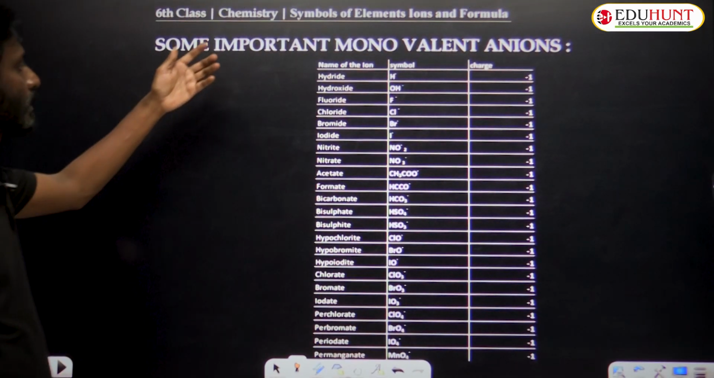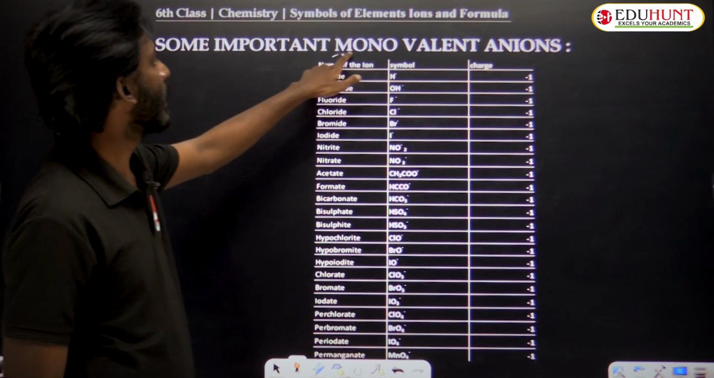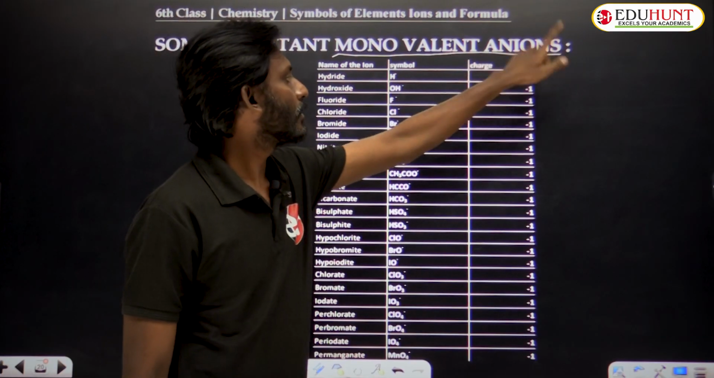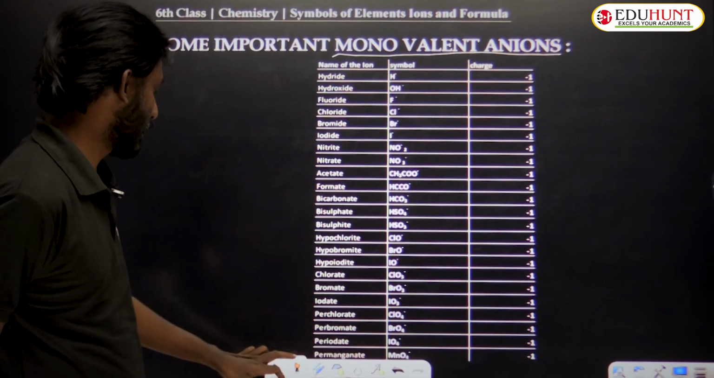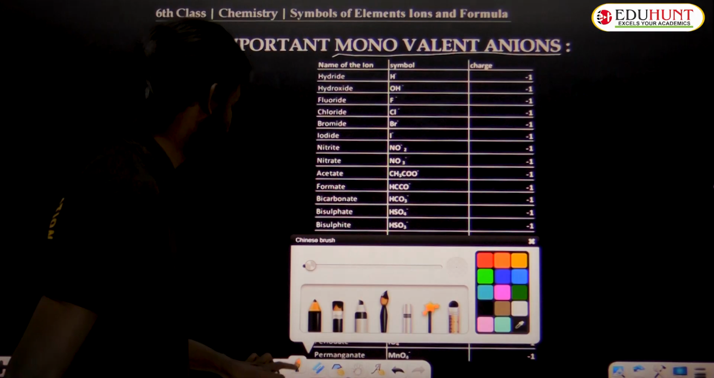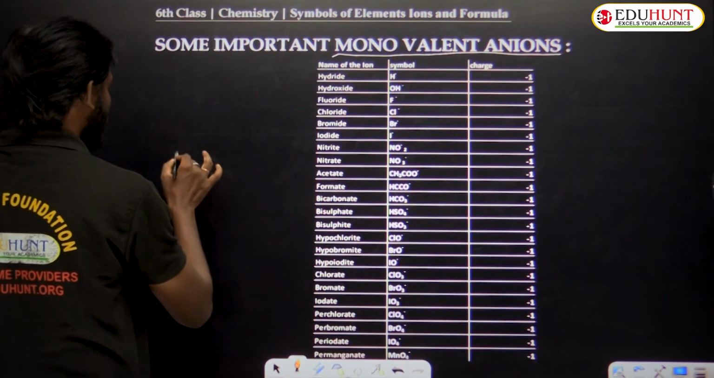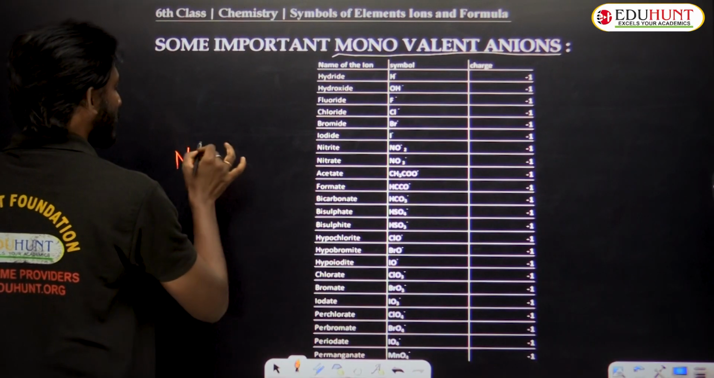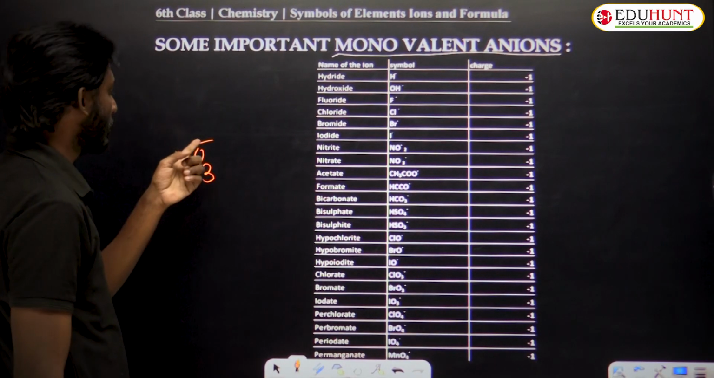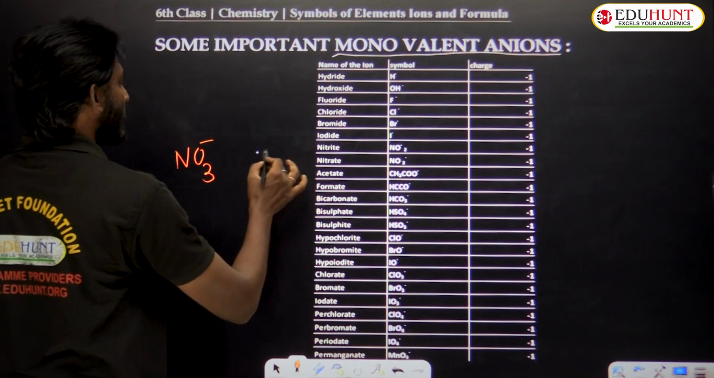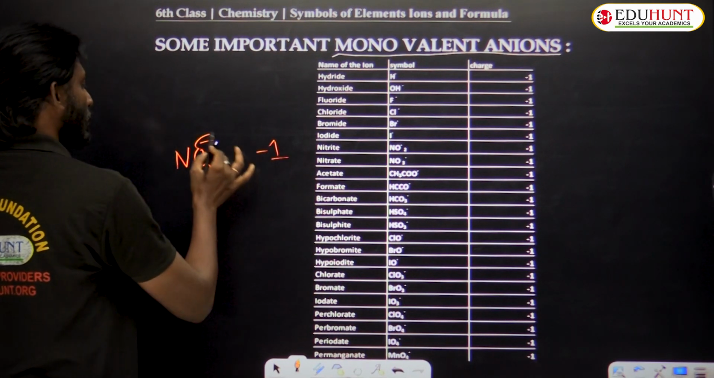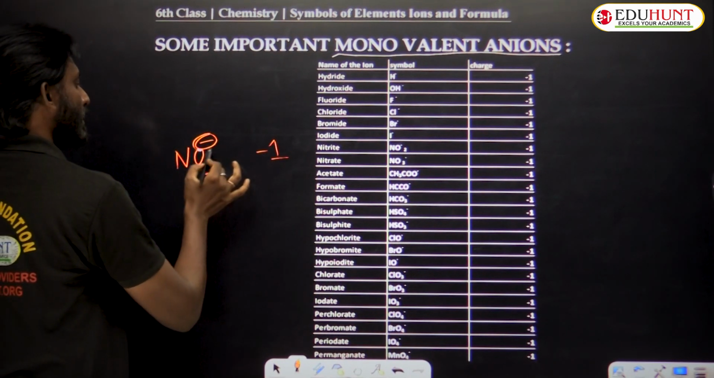Now you can see how we can express monovalent anions with their valency. I'll explain a few examples, like NO3 minus. The charge is -1, right? With this you can identify its valency.